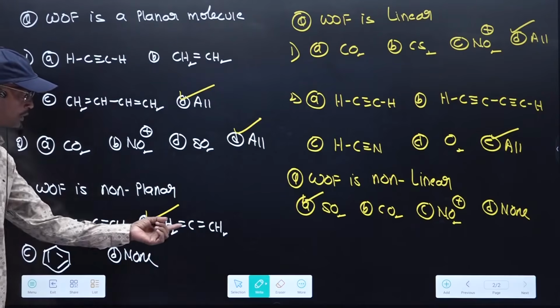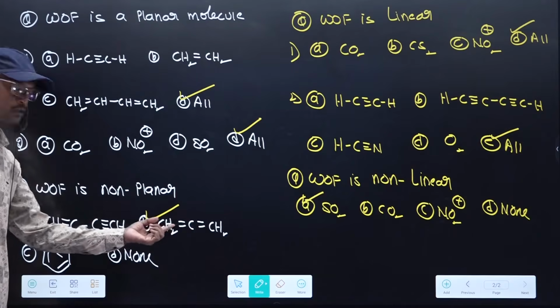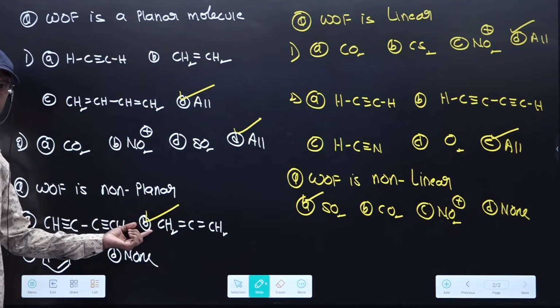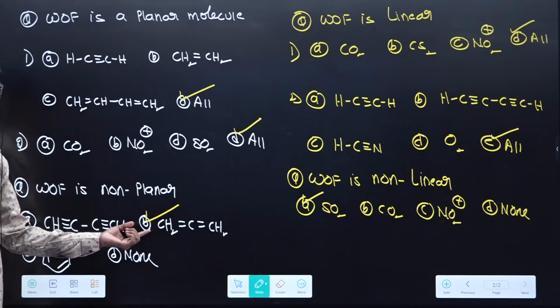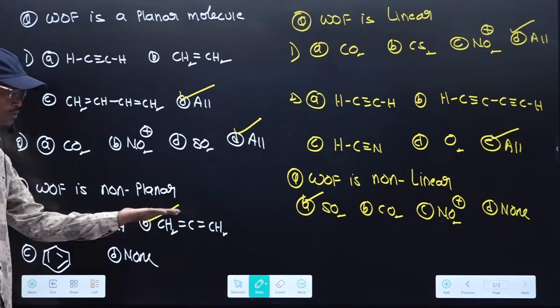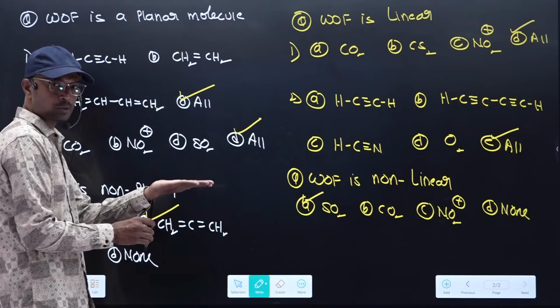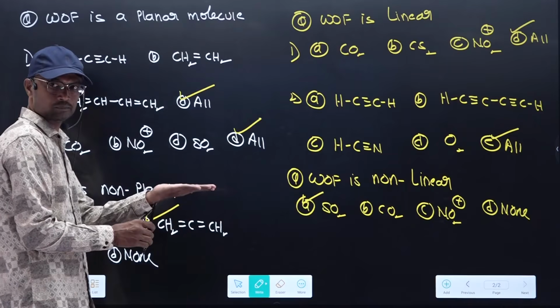Allene is not a planar molecule. This double bond is vertical, this double bond is perpendicular. Vertical, perpendicular, both are not in one plane. So I can say it is non-planar. So one double bond is vertical, other double bond is horizontal. So here hydrogens are right and left. Here hydrogens are above, below. It is impossible to write all atoms in one plane.